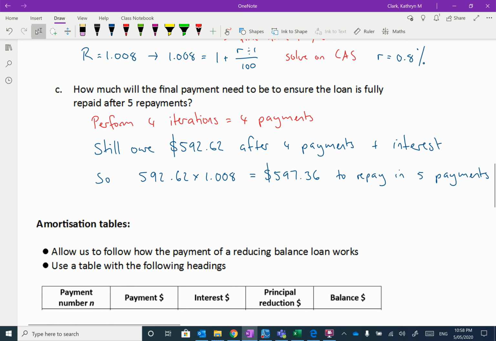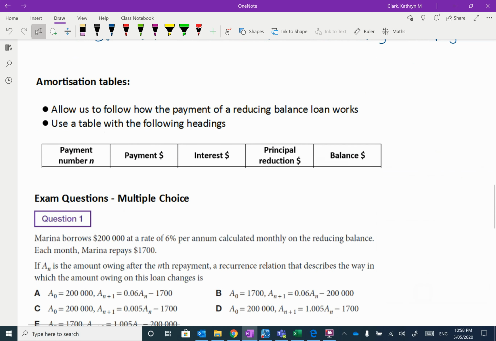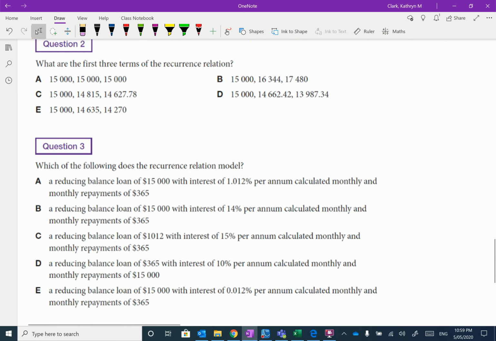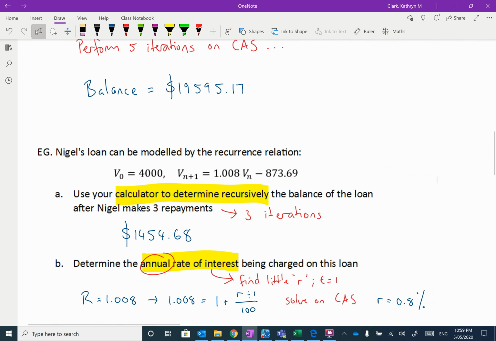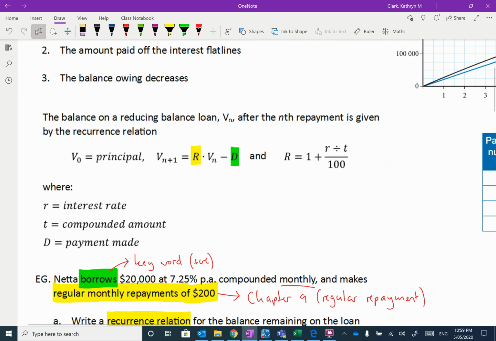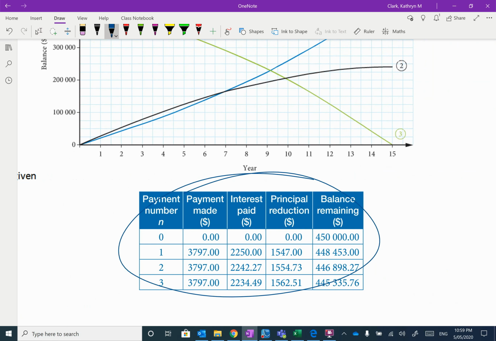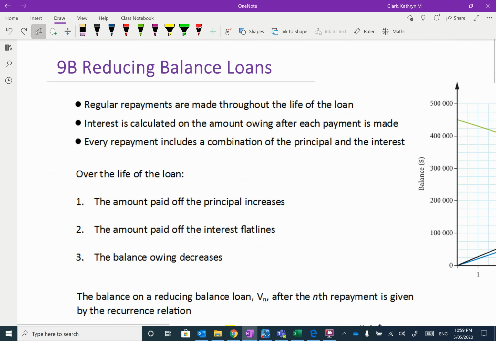Right, so we don't need to go on now for the amortization tables. We're going to look at that tomorrow. But you do have some exam questions here to have a look at on reducing balance loans. Only 3 there to have a go at. And amortization tables tomorrow is going to be this one here, how we set that up. All right, all done.